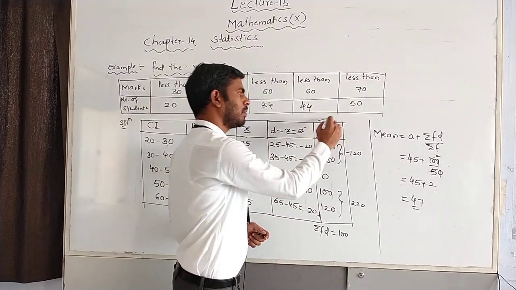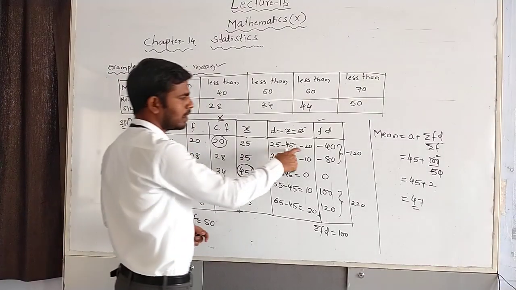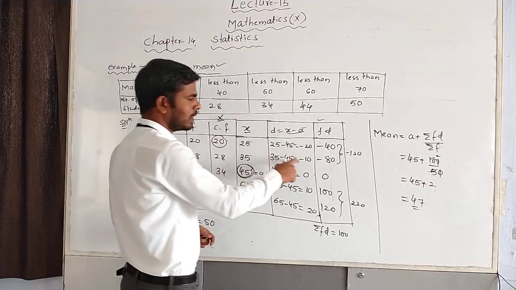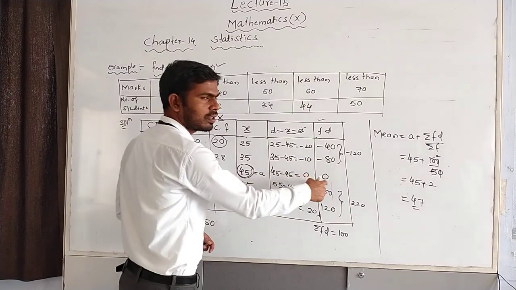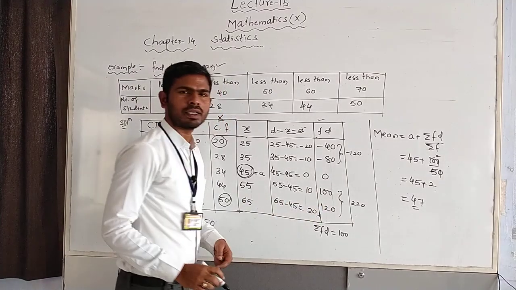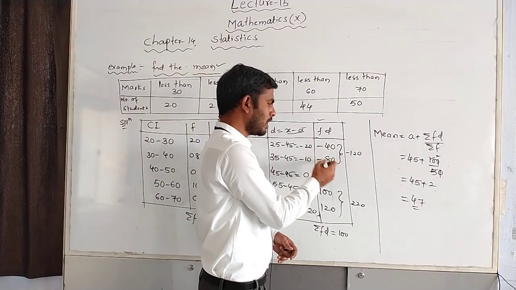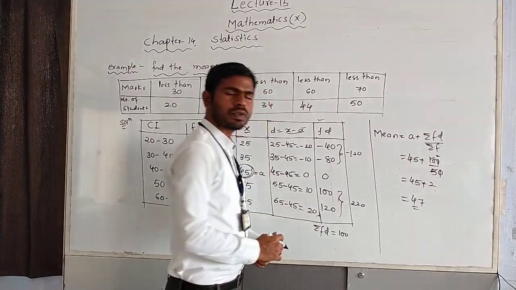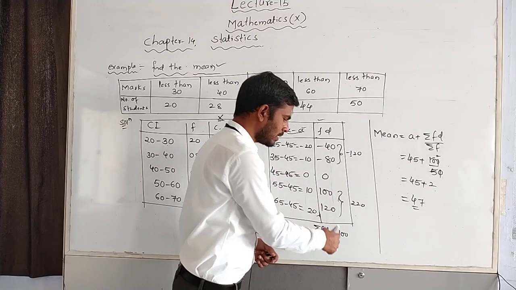Next, by the assumed mean method, you require F into D, FD. F is 20, D value is minus 20, multiply and we get minus 40. F is 8, D is minus 10, 8 tens are minus 80. Next 6 into 0 is 0, 10 into 10 is 100, 6 into 20 is 120. Next you have to add to get sigma FD, summation of FD. So minus 40 minus 80 is minus 120, plus 100 plus 120 is 220. So plus 220 minus 120 is 100.